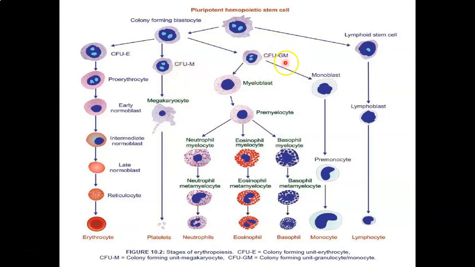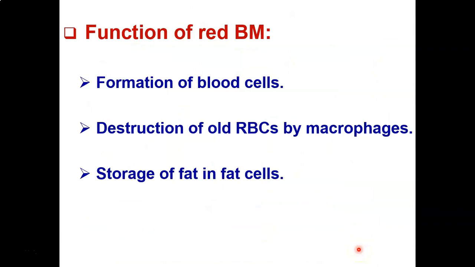Colony forming unit GM, it will give myeloblast, which will develop into neutrophil, eosinophil, basophil, and monoblast, which will give monocyte. Finally, the colony forming unit lymph, which will give lymphocyte, either B or T.